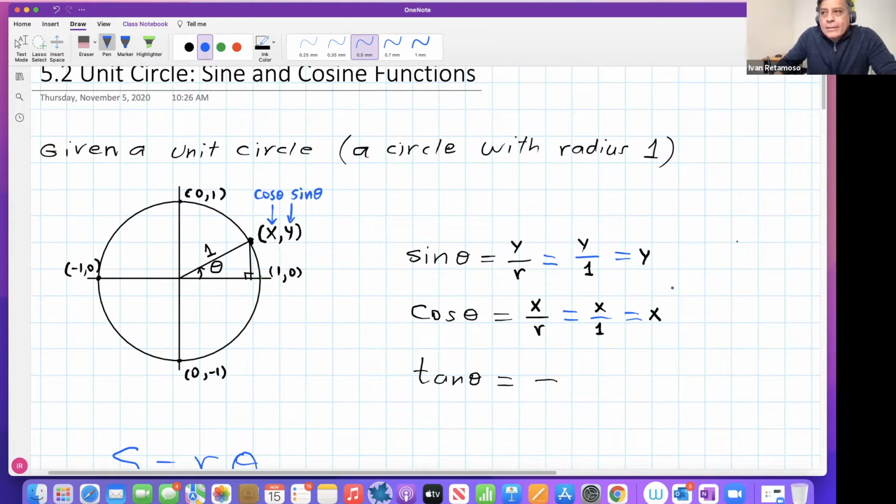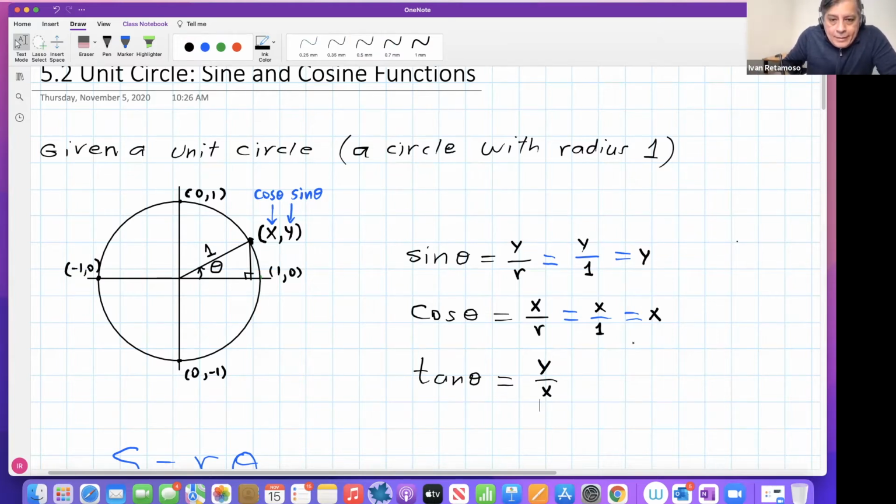So first simplification, first useful tool that we're going to use: the first coordinate will be cosine, the second coordinate sine, if you use the unit circle. Now tangent will be just the quotient of sine over cosine, y over x. Okay, great.